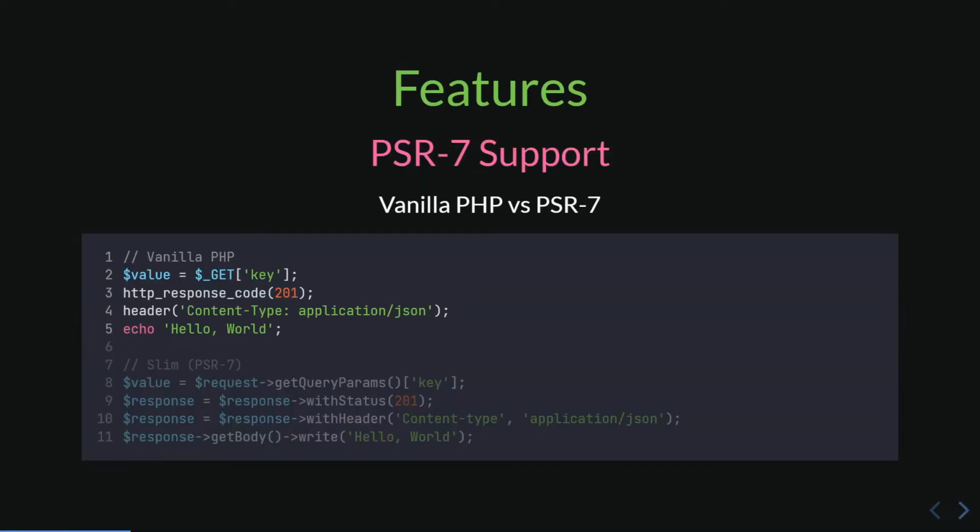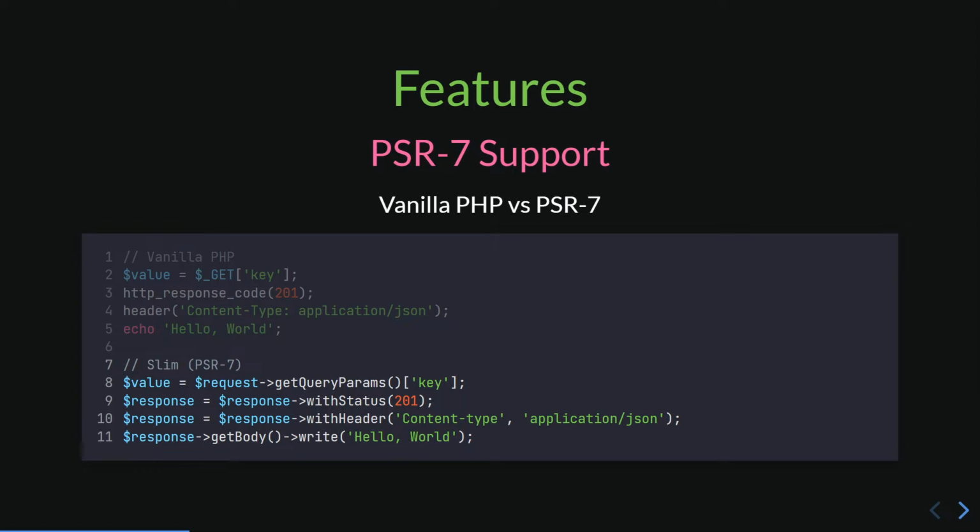In Slim, you no longer need to use the $_GET and $_POST superglobals. You also no longer need to use the header or echo function to send a response. Instead, you use an object-oriented interface to read information from the server request object, and you use the response object to modify the HTTP response headers and body content.